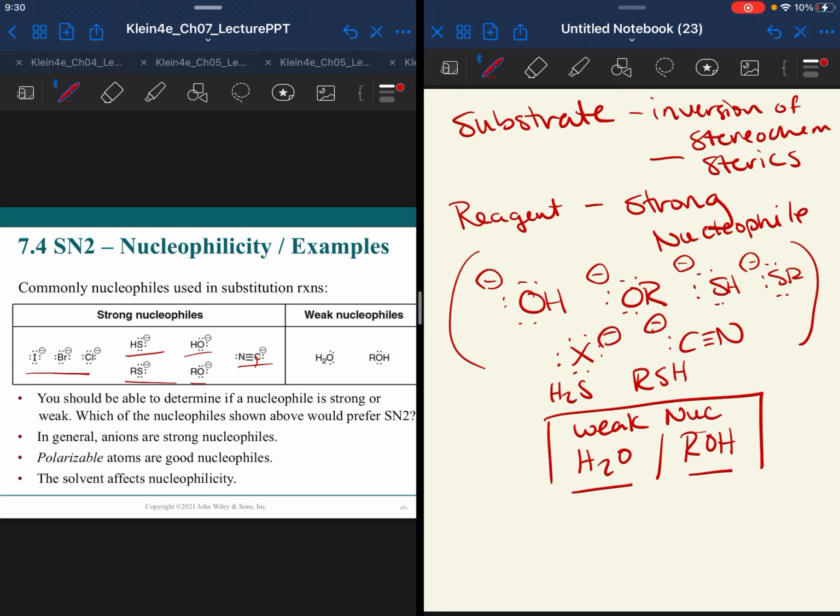You need to commit this to your memory because you're going to have to look at a reaction and decide, is that reagent strong or weak? So you want to start committing these things to memory. In general, your anions are going to be strong, right? It's got so much electron density, it has a formal charge. Polarizable atoms are also good nucleophiles. That's why you might see the neutral sulfur atoms working as nucleophiles. They're larger than oxygen. They're more polarizable.